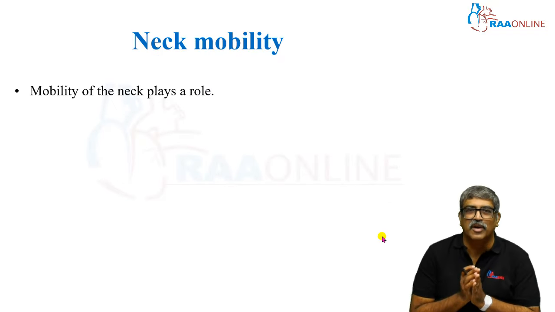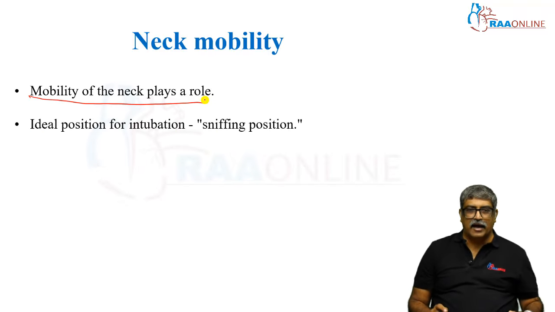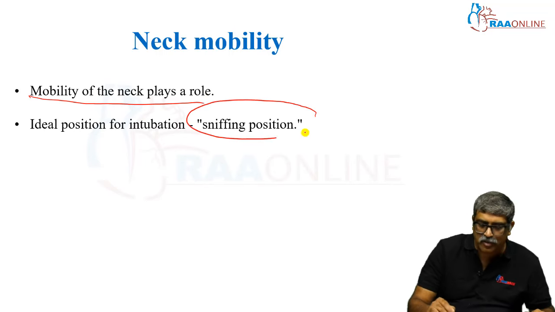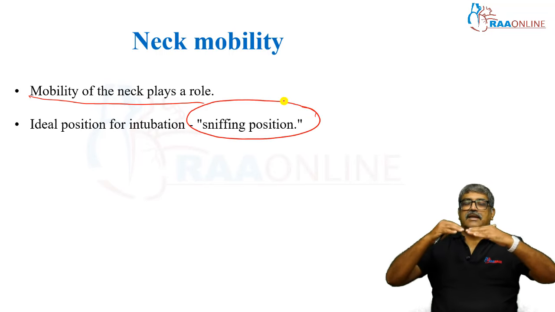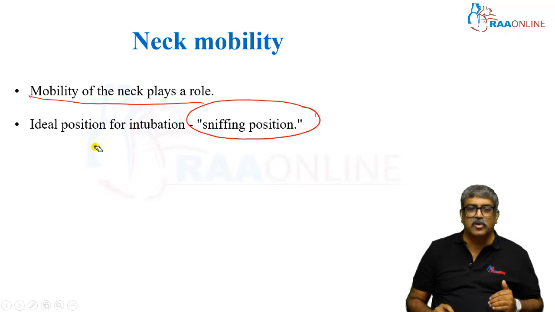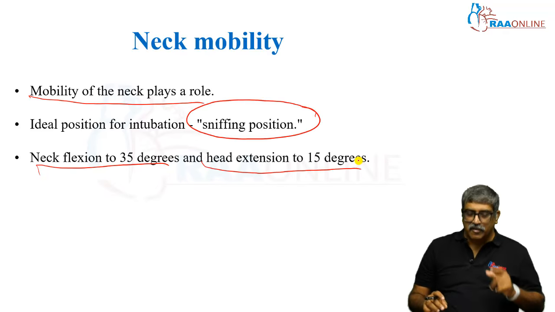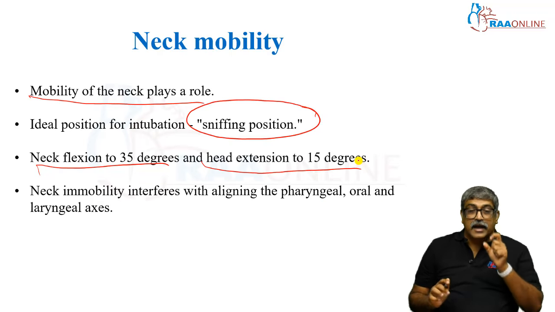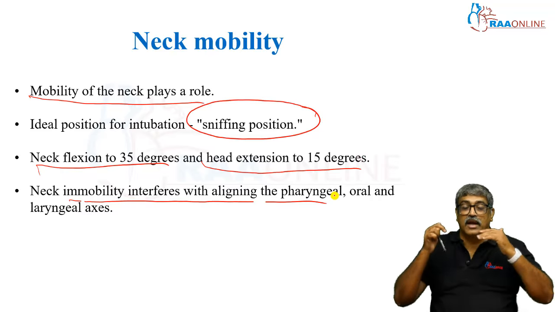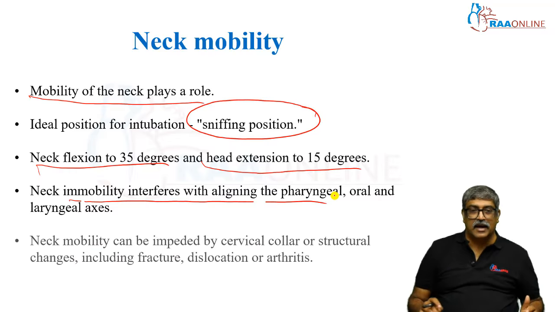Now coming to the mobility of the neck. Mobility of the neck plays a major role in securing the airway. The ideal position for intubation is called the sniffing position, where all your pharyngeal, laryngeal and oral axis fall in a single line. In sniffing position, there is a neck flexion of 35 degrees and a head extension of 15 degrees. Neck immobility interferes with aligning the pharyngeal, oral and laryngeal axis. All these three axes should fall in a plane to secure the airway.